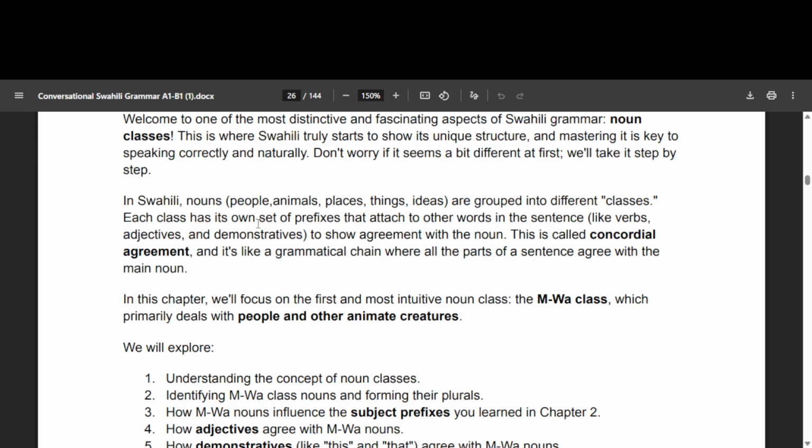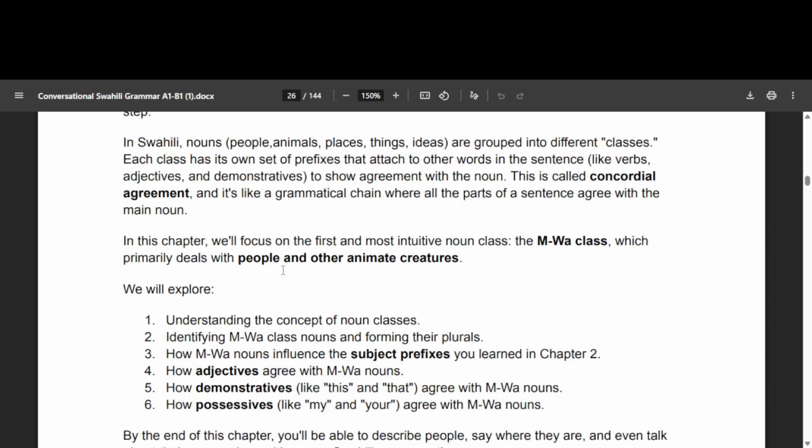Each class has its own set of prefixes that attach to other words in the sentence, like verbs, adjectives, and demonstratives, to show agreement with the noun. This is called concordial agreement, and it's like a grammatical chain where all the parts of a sentence agree with the main noun. In this chapter, we will focus on the first and most intuitive noun class, the MOA class, which primarily deals with people and other animate creatures like birds, insects, animals, and so on.